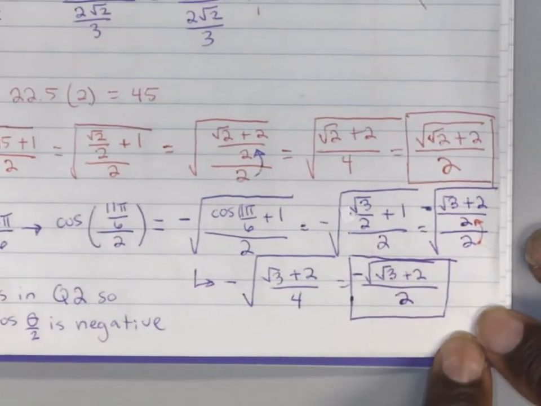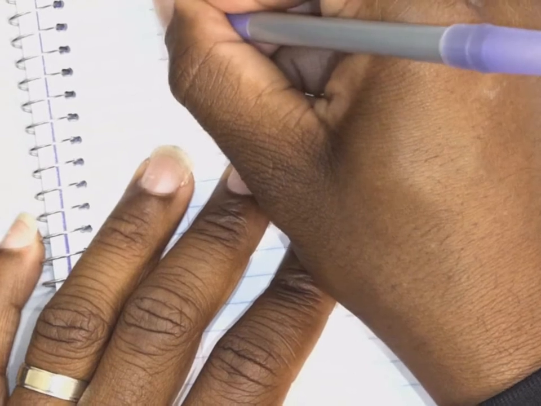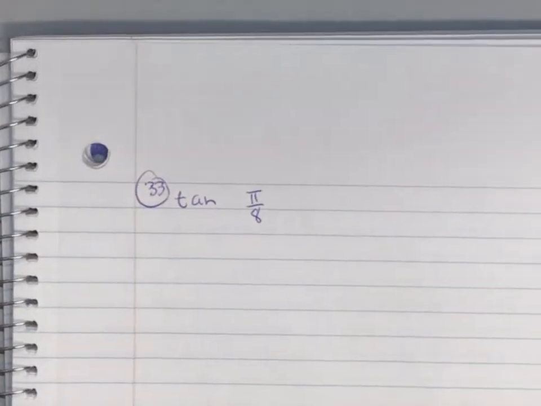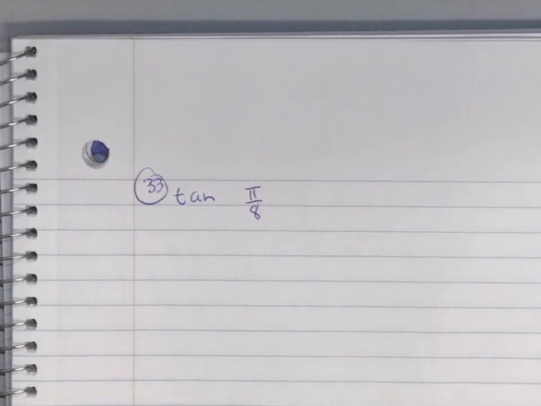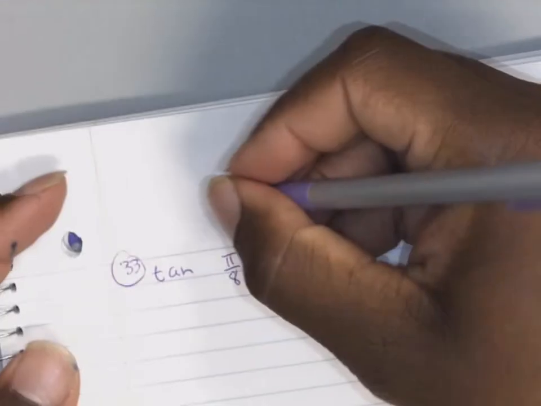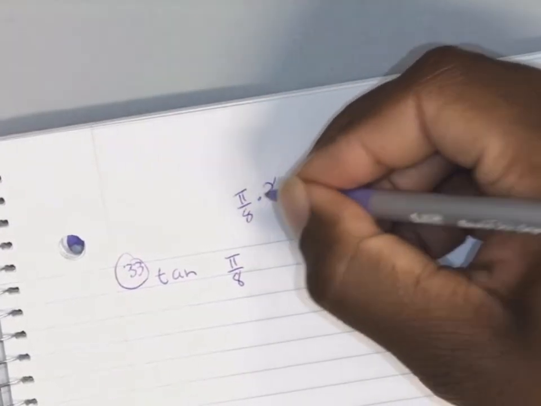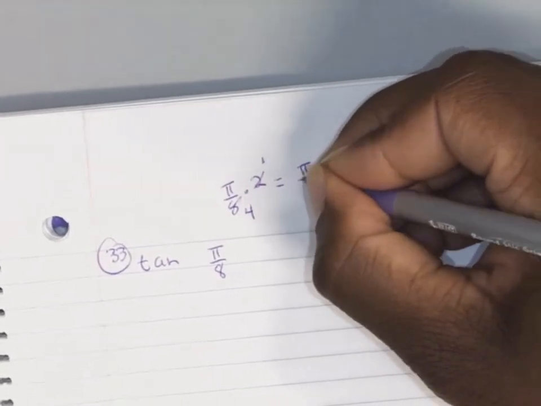All right, so let's do 33. 33, half angle for tangent. We want tangent of pi over 8. So pi over 8, I don't know that exact value, so I need to use the formula. We're going to use the half angle formula. So I'm going to double this angle. Pi over 8 times 2. I can go ahead and reduce those to 4 and 1. So I would get 1 pi over 4, which is the 45.